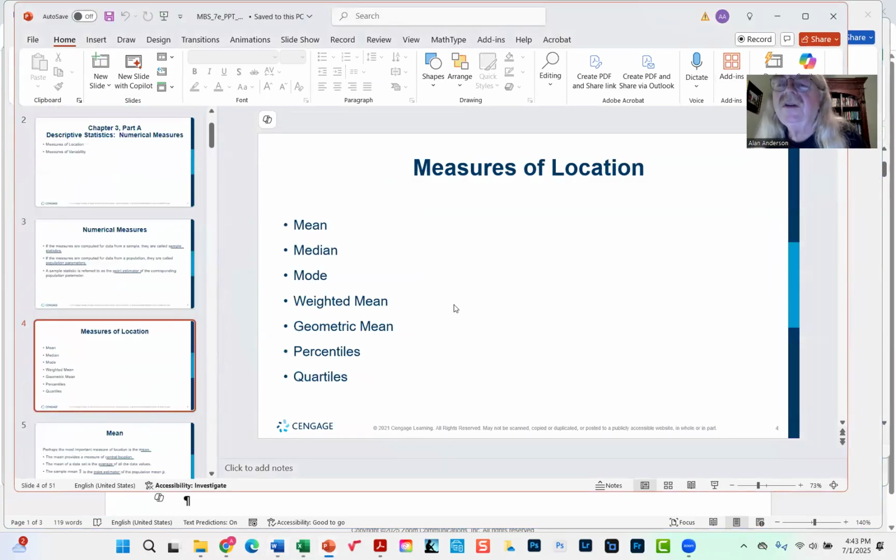Now look at all these measures. Every one of these has its own purpose. There are different circumstances under which each one of these makes the most sense. So part of the challenge here is to know when to use which one. What are the advantages of each one? What are the disadvantages of each one? And of course, how to actually calculate them. Well, I guess we'll just get started.